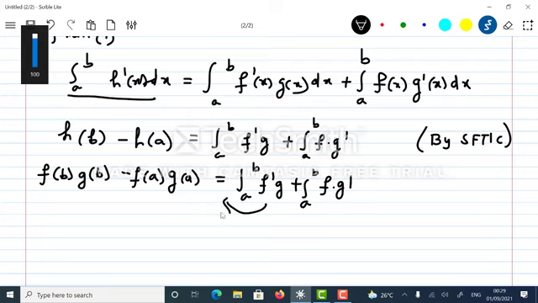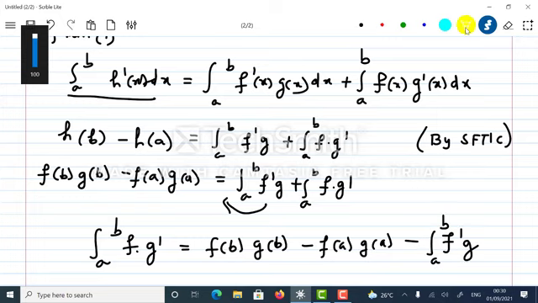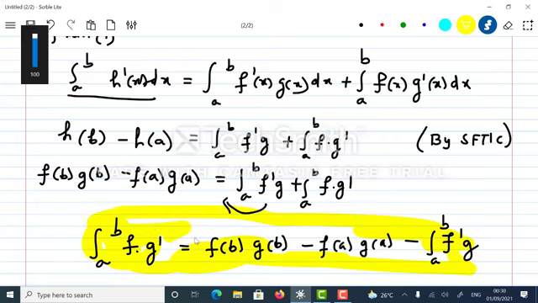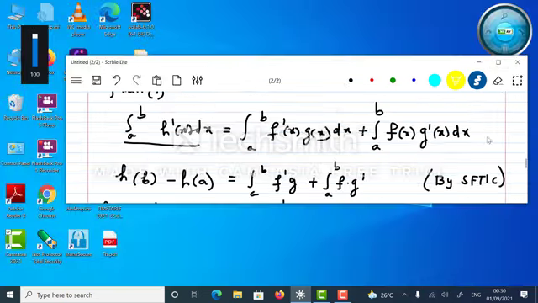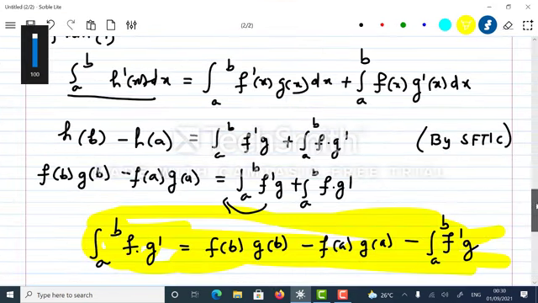So this also I will send to this side. So what I'll get is as follows: integral a to b f into g dash is equal to f of b g of b minus f of a g of a minus integral a to b f dash g. I think this is what is required. We can check this. This is the by parts rule which I have written. So this by parts rule and what you have studied in the 12th standard, that Leibniz rule, they are the same. So this is the same version. One can easily check that.